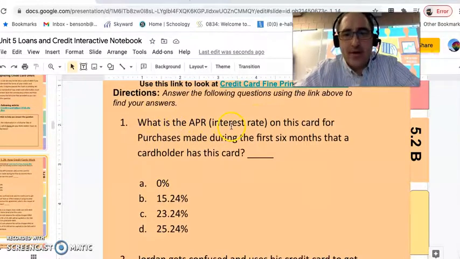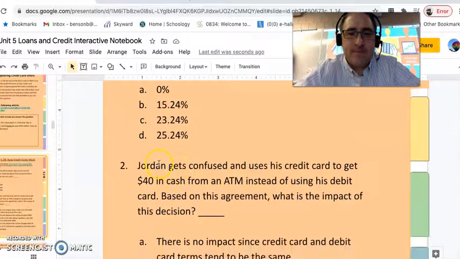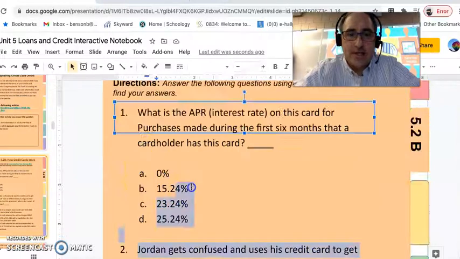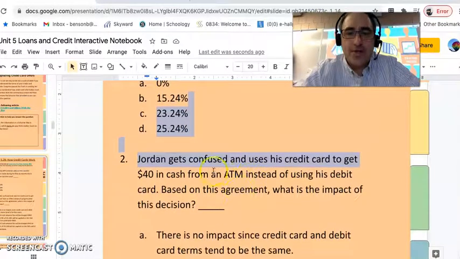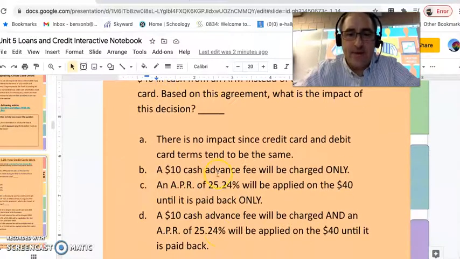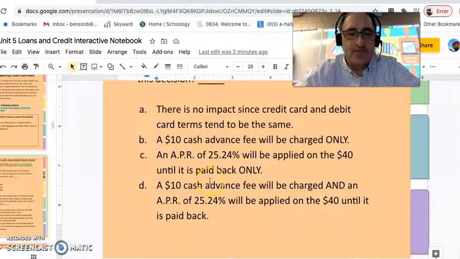What is APR and interest rate? Jordan gets confused and uses his credit card to take $40 from the ATM instead of using his debit card. Based on his agreement, what will impact the decision? So you're going to want to look at the Schumer box to see what the terms are of using the ATM. And then there's a multiple choice option there.